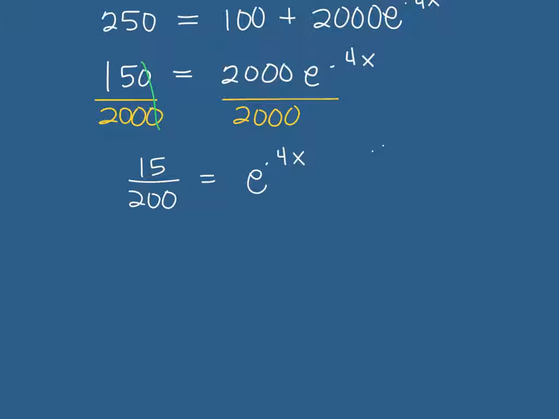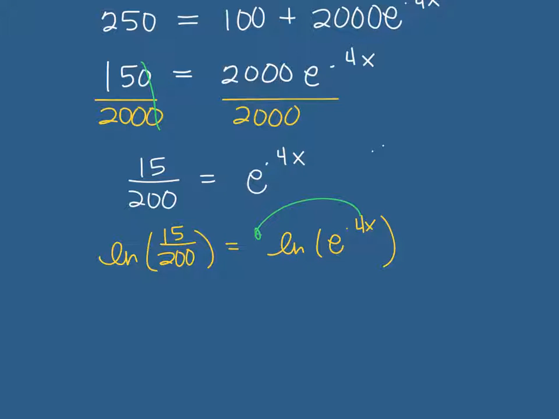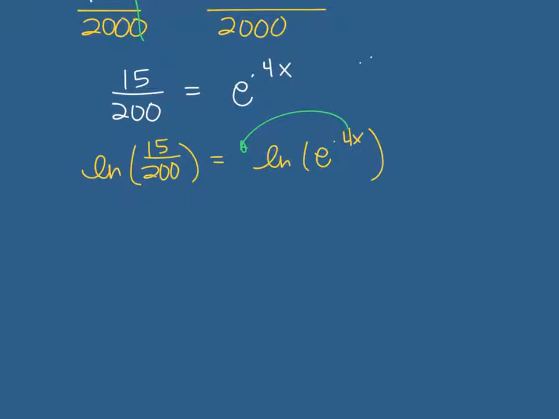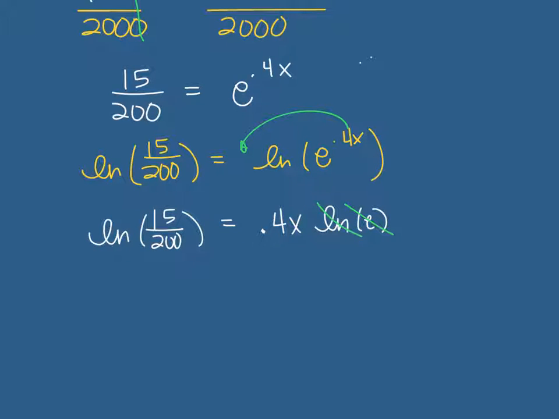Okay, and how can I get rid of the e? Okay, so I'm going to use a natural log on both sides. I'll put parentheses around the 15 over 200, and I'll put the natural log around the e to the 0.4x, which allows me to move the exponent to the front. So we get ln of 15 over 200 equals 0.4x in front of ln e. And ln e is to the point now where it cancels itself out.